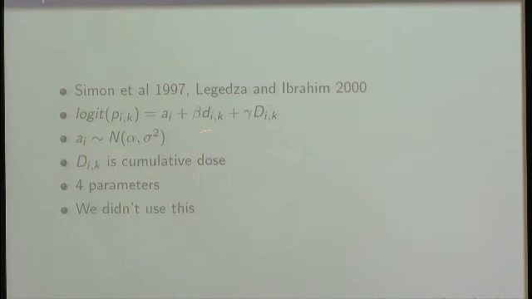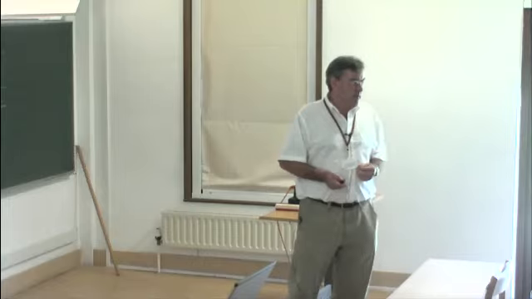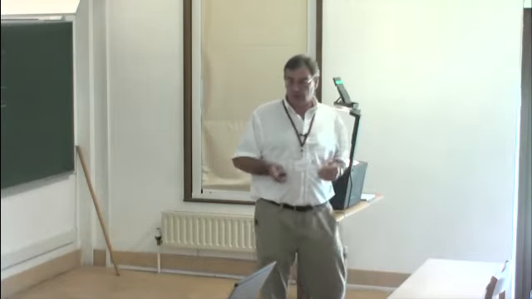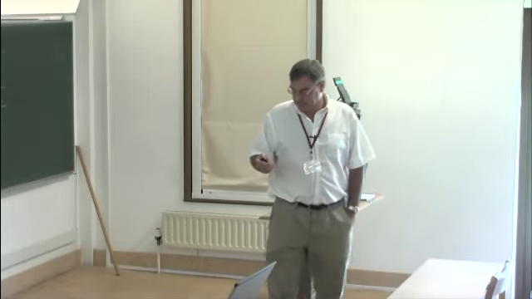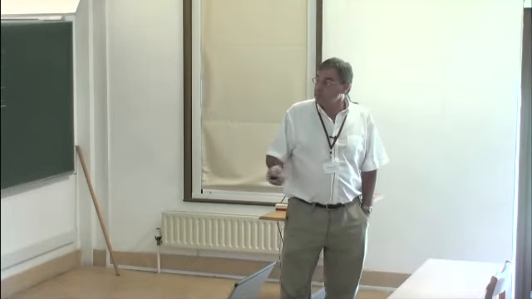population parameters here. We didn't use this. We tried it a little bit, but we didn't actually like it. We didn't think it was flexible enough to deal with some of the things we're seeing. And actually, Ibrahim and Legatska, when they tried to use this, had to simplify it because numerically it wasn't converging properly. They had a lot of numerical trouble. Okay, so that's what we didn't do.